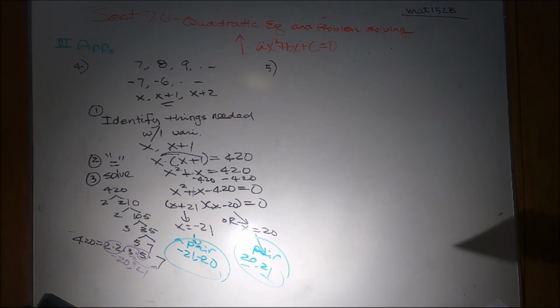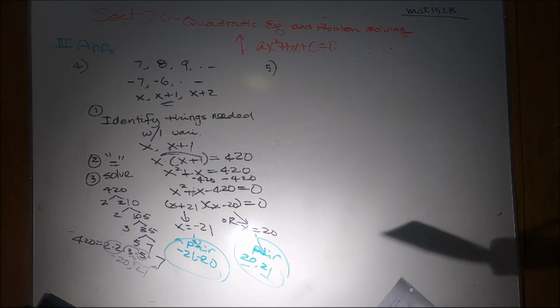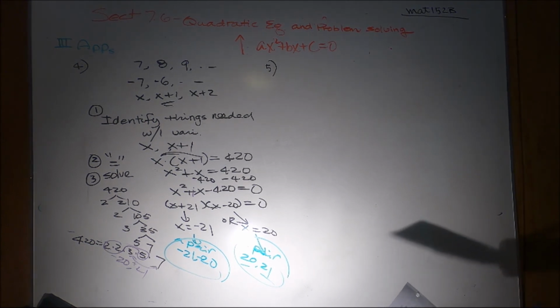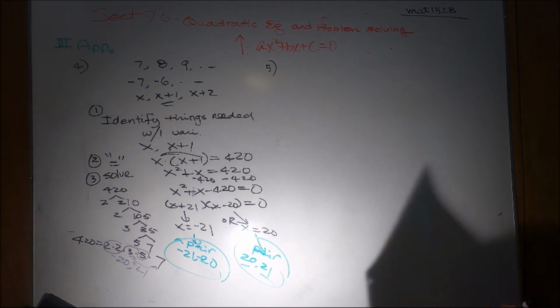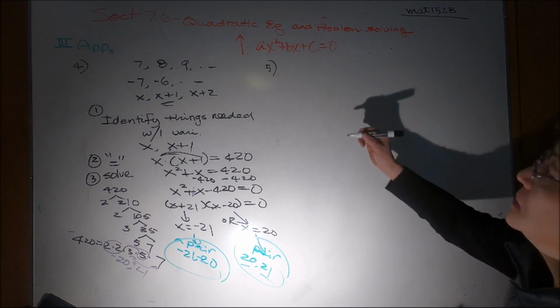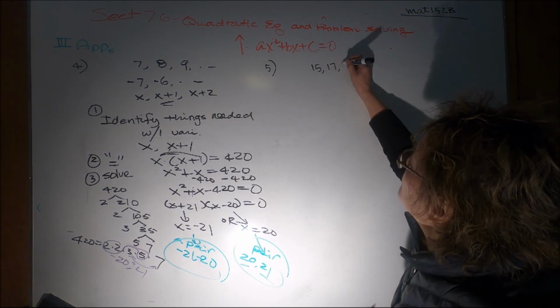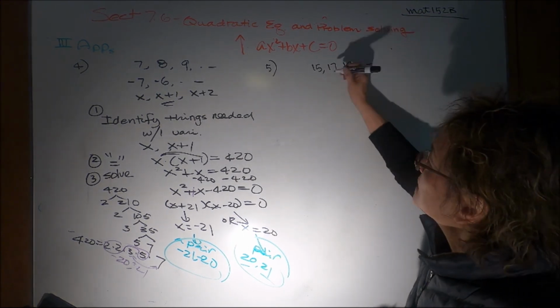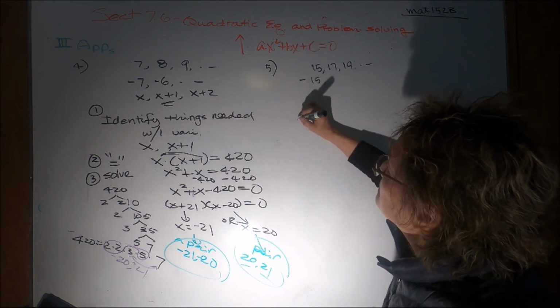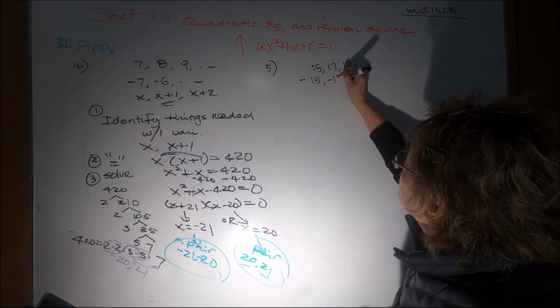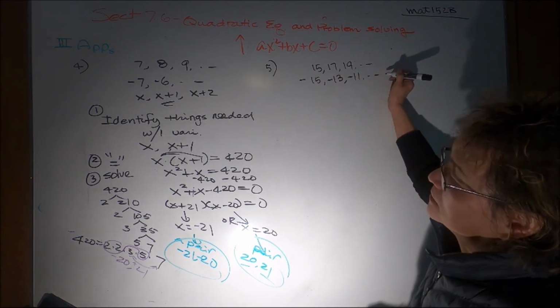Okay, next one. Find the two consecutive odd integers whose product is 23 more than their sum. Two consecutive odd integers. What kind of numbers are odd integers? So if I have 15 to start, the next number will be what? 17, the next number will be 19, right? If I start from negative 15, the next number will be what? Not negative 17. It should be negative 13 and so on, right?